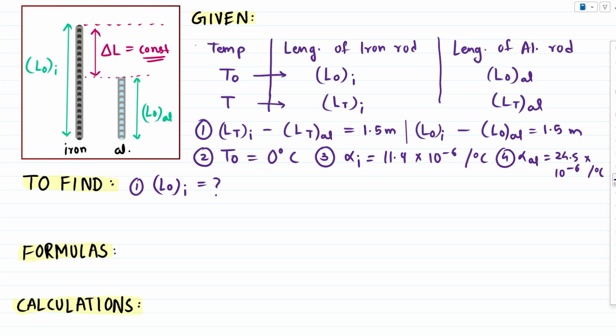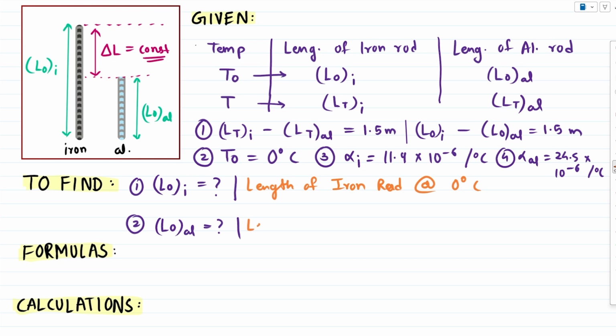So L0 of I. So this, let me mark it as length of iron rod at 0 degree Celsius. Similarly, the second quantity we are asked is the length of aluminium rod at 0 degree Celsius. So this is our length of aluminium rod, so Al rod at 0 degree Celsius as well.